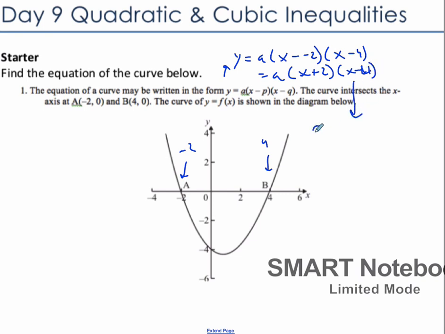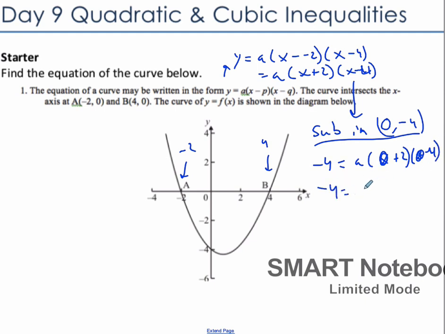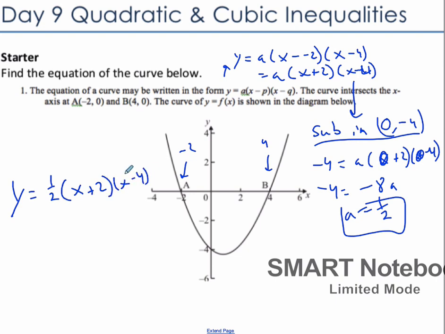Okay, next to find a, we can substitute in a point. What other point do we have? We have the y-intercept is -4, so we can substitute in 0, -4. Okay, so that's going to be -4 equals a times x plus 2 times x minus 4, where x is 0 in this case, so 0 minus 4. So -4 equals -8a, a equals half. Okay, so the equation is y equals half times x plus 2 times x minus 4.